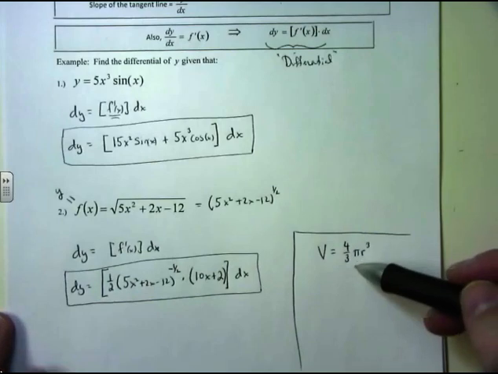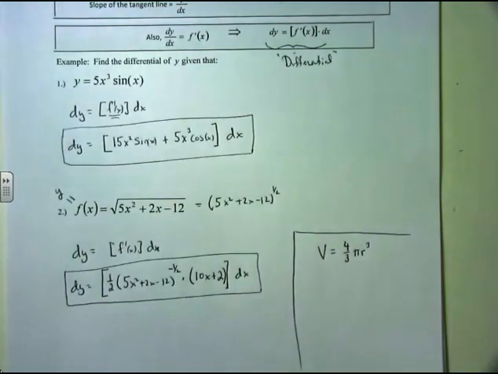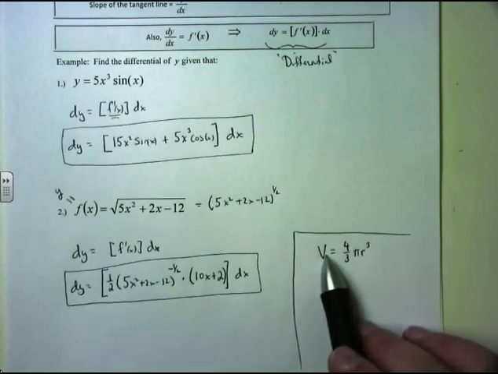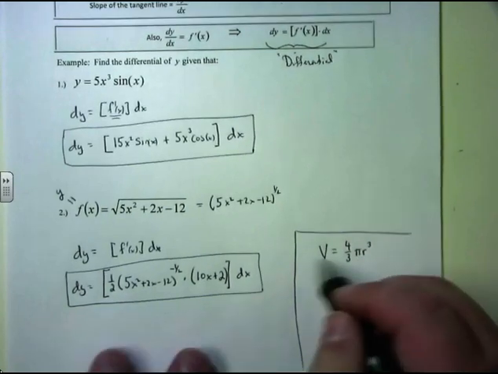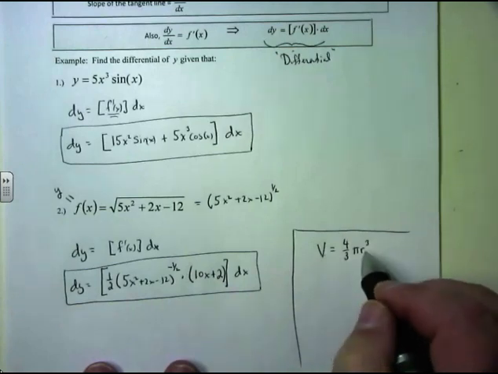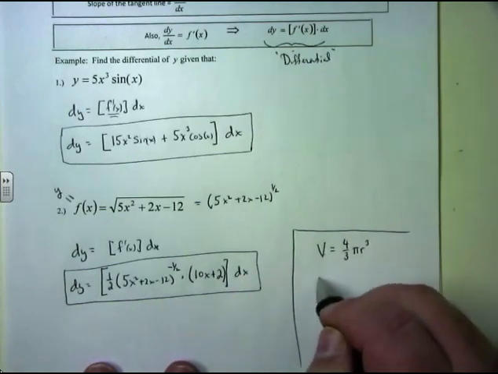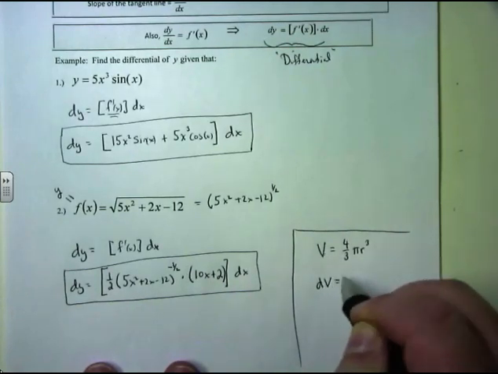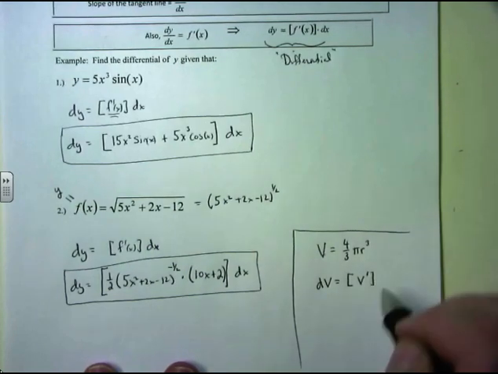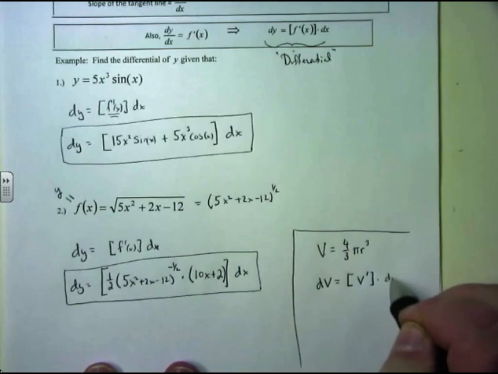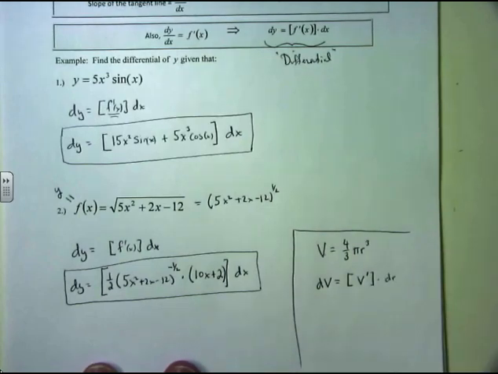Now, there's no y's in this thing. There's no x's in this thing. So if I wanted the differential, I've got to use the variables that are given to me. The dependent variable is volume, v, and the independent variable is r for radius. So in this notation, because I'm dealing with v's and r's, the differential would be dv equals, bracket, the derivative of your volume function, but then times dr, the independent variable. That's the pattern for this thing.